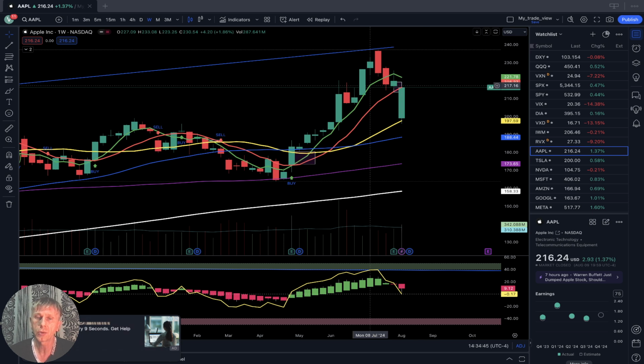Still in the bullish territory, still above SMA 20. It can definitely bounce from SMA 20. We'll see next week.